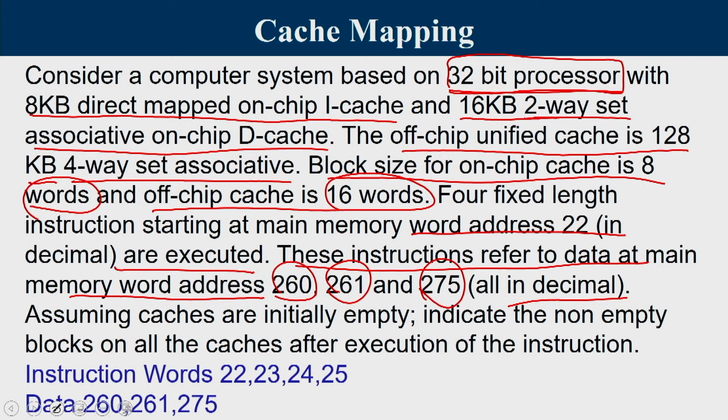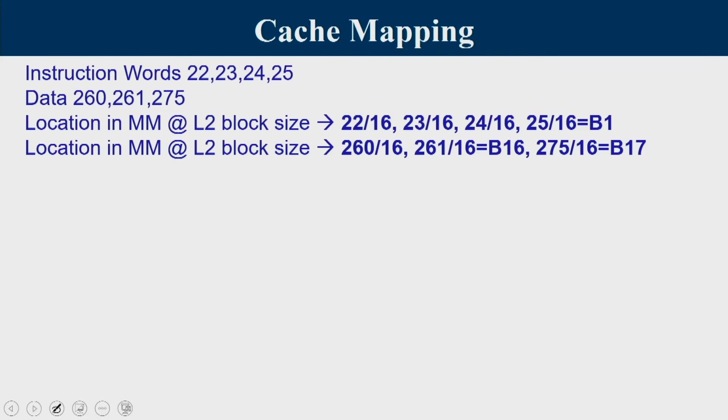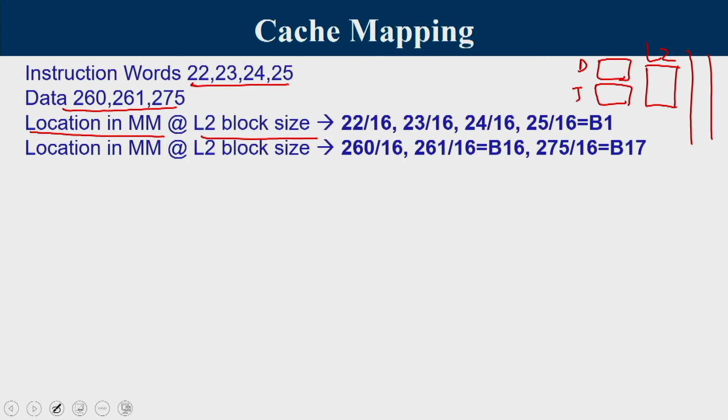So, instruction words 22, 23, 24 and 25 and data words 260, 261 and 275. These are the ones being given. Location inside your main memory at L2 block size. So, this is the main memory from where you are bringing to L2, and then we have the D cache as well as the I cache. These 4 words have to start from main memory, reach L2 and then come to the I cache, whereas these 3 will come from main memory to L2 and then go to the D cache.